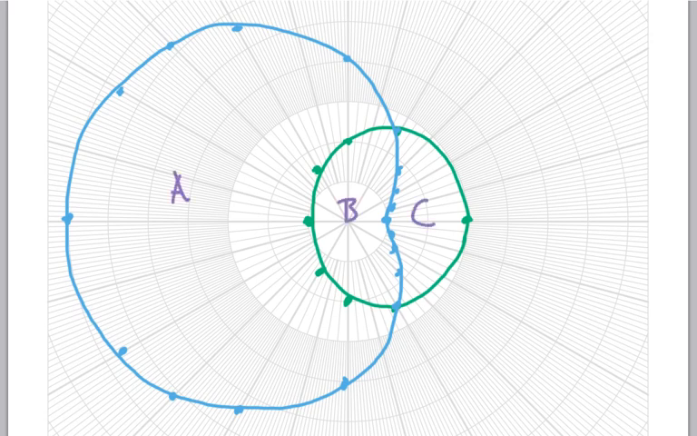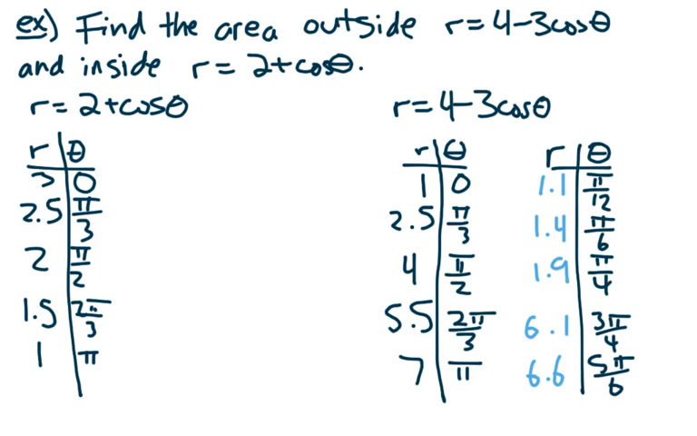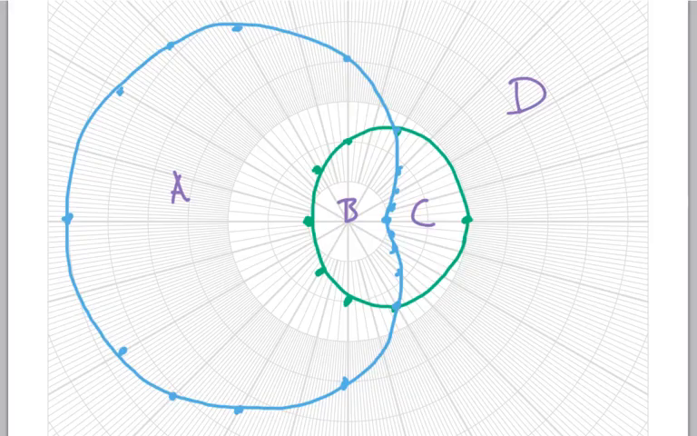Go us! Now we've got our plane region broken into 4 pieces, A and B and C, and of course D here. 3 that are remotely possible. If we said inside something and outside something else, D is not going to really have a shot at it. But based on this, which of the 3 areas, A, B, or C, do we want? Area outside r equals 4 minus 3 cosine theta. That was the blue one. And inside, the green one, r equals 2 plus cosine theta.